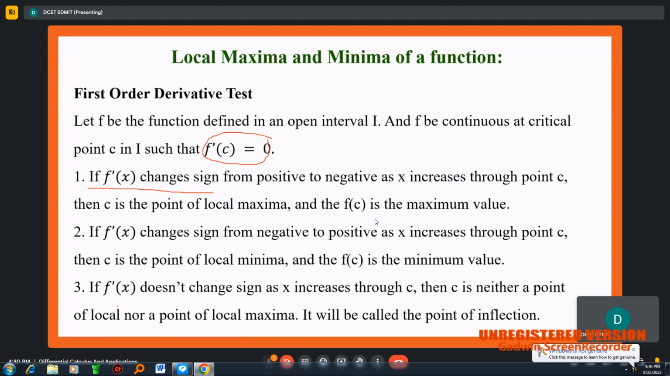If f dash of x doesn't change sign as x increases through C, then C is neither a point of local minima nor a point of local maxima. It will be called a point of inflection.